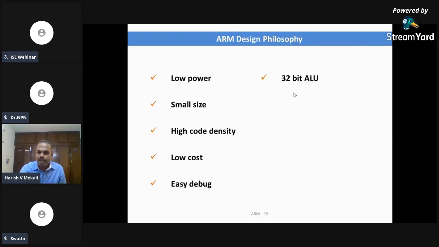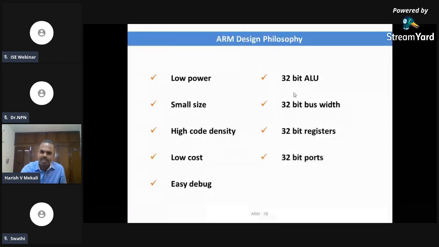Right, so ARM has a 32-bit ALU, 32-bit bus width, 32-bit registers, 32-bit ports. ARM is all in 32-bit. All ARM features are in 32-bit. Okay, everything in ARM is 32-bit. That's the way I can say it in the main section. Hope this point is clear.